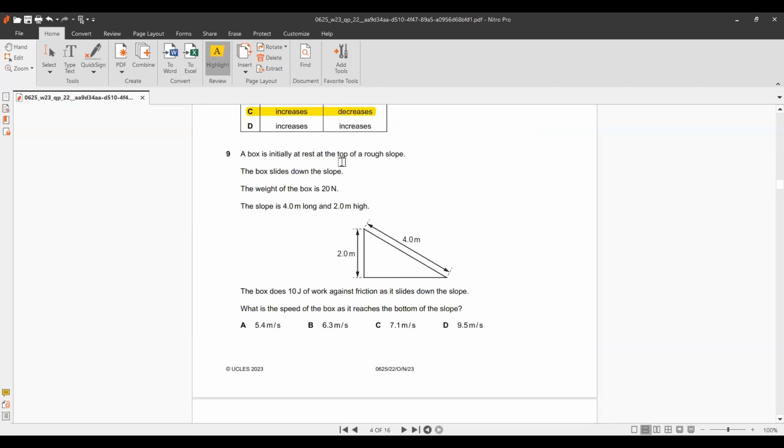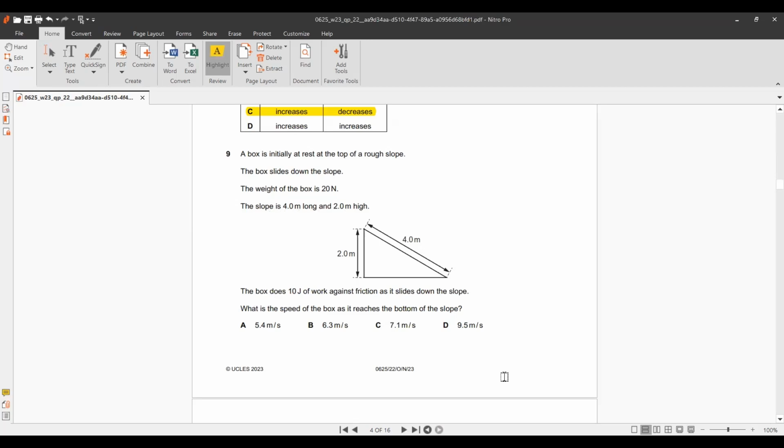Then we have a box initially at rest at the top of a rough surface. The box slides down the slope. The weight of the box is 20 newtons. The slope is 4 meters long and 2 meters high. The box does 10 joules of work against friction, which means friction is present.